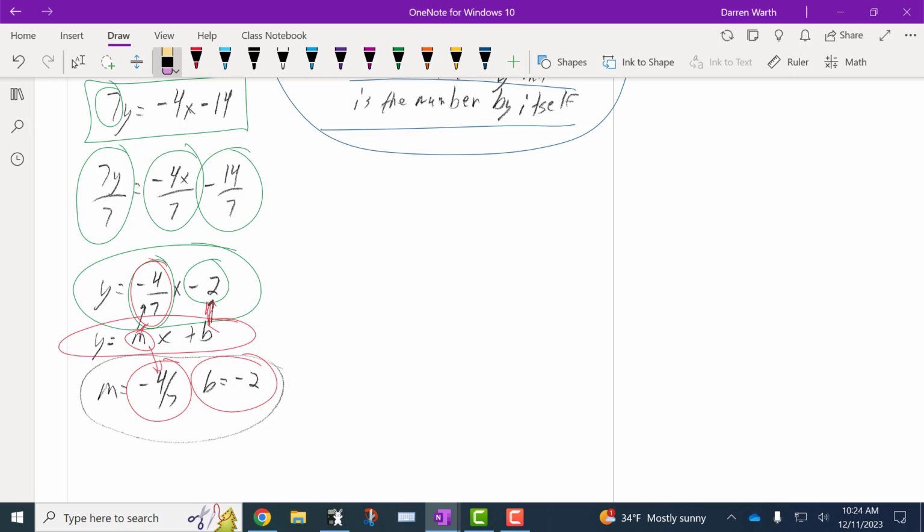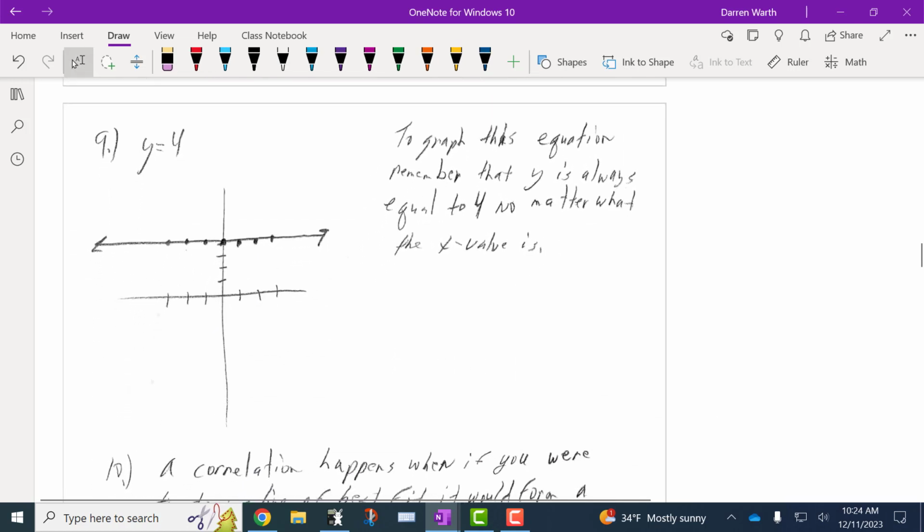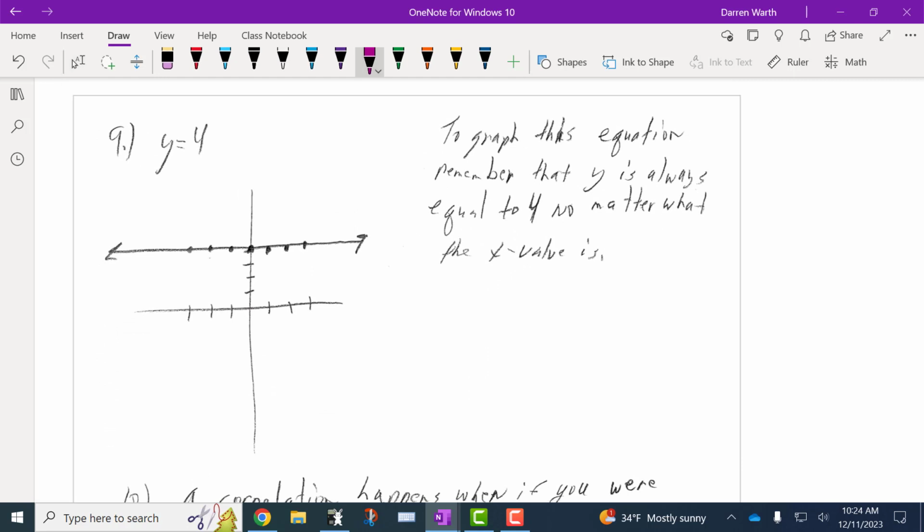On this next problem, number 9, it wants us to sketch the graph of each line. In this case, I have y equals 4. So if I get y equals 4 as my equation, to graph this equation, remember that y is always equal to 4 no matter what the x value is.